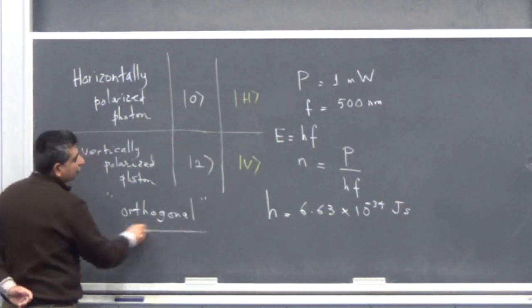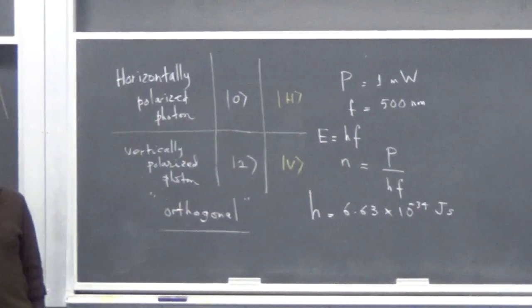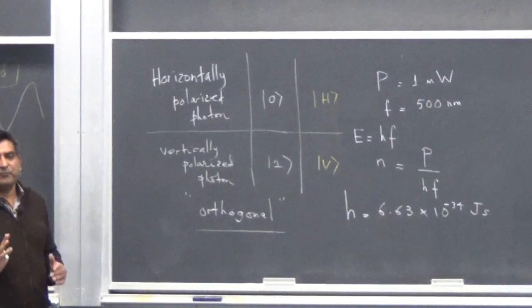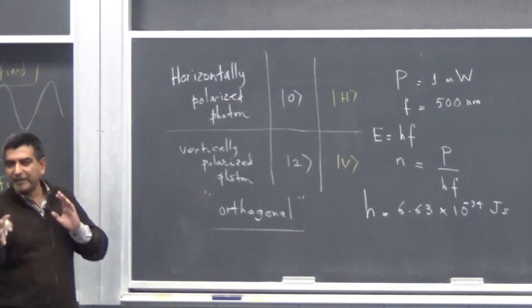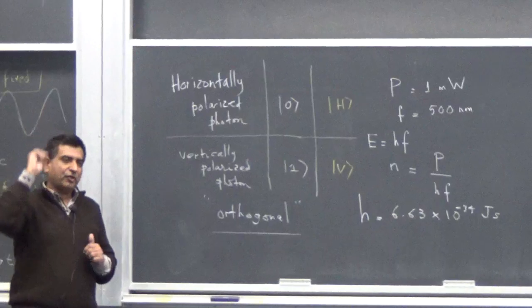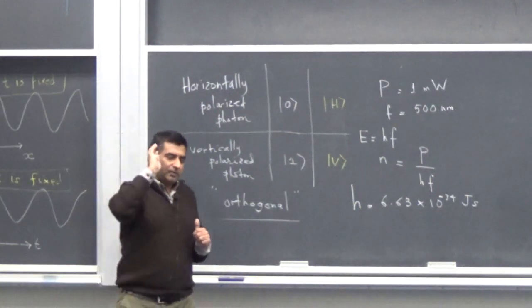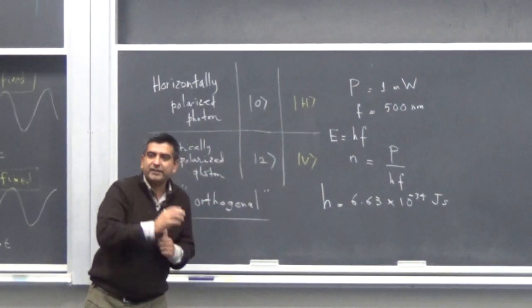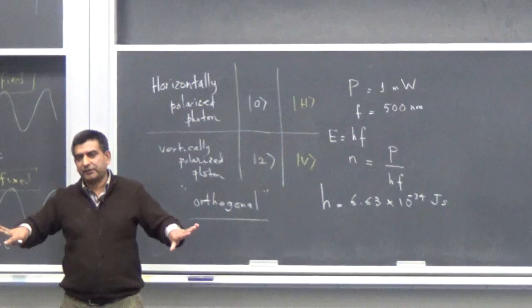And I'll explain what orthogonality means. But these are two orthogonal states. If a photon is horizontally polarized, it cannot be vertically polarized. There is no character of verticality in a horizontal photon, and no character of horizontality in a vertical photon. They are mutually distinguishable, orthogonal states.